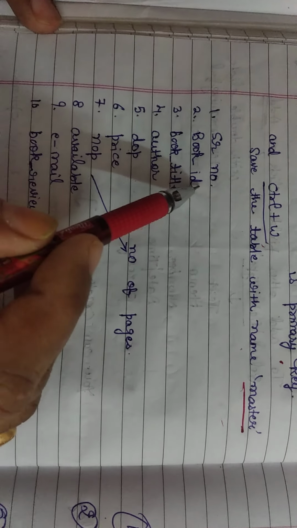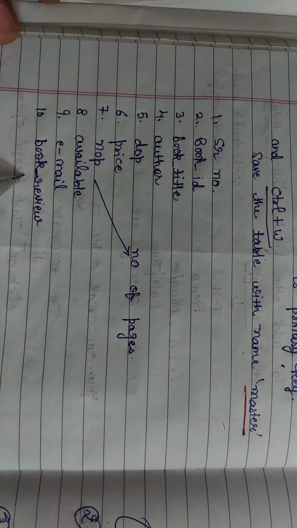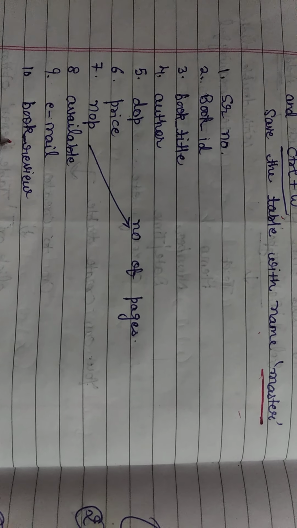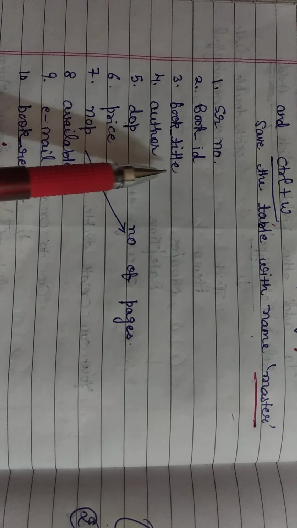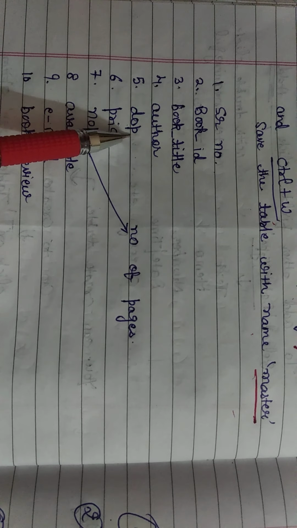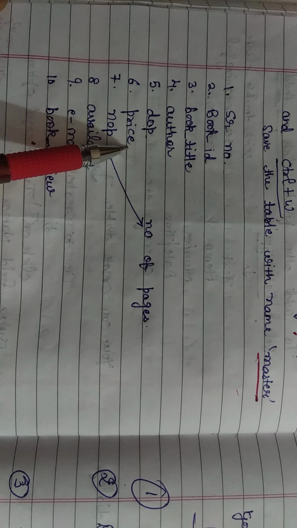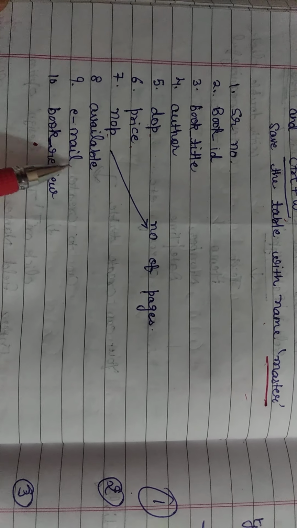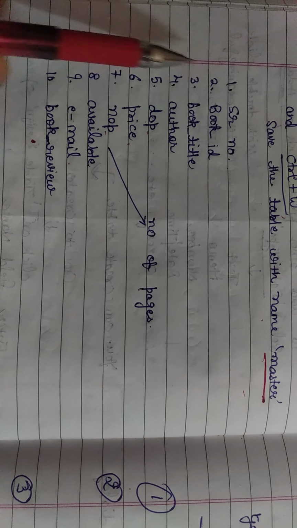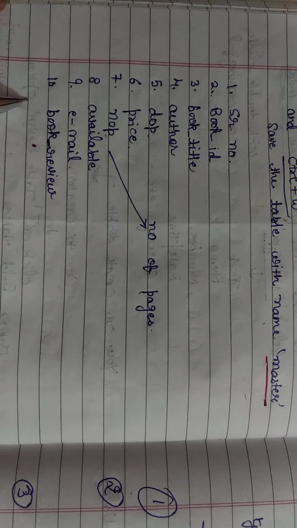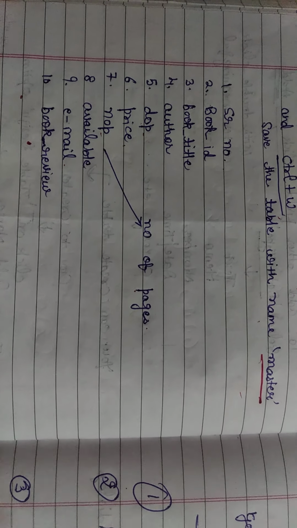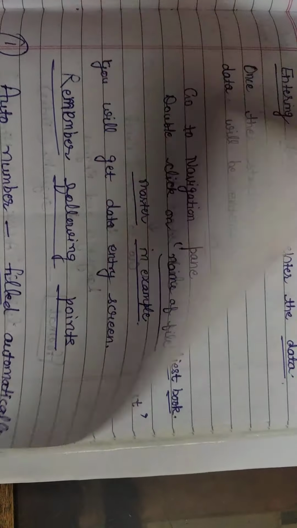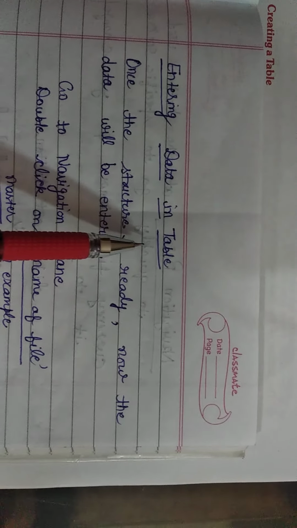All these are the field names that are taken in the example given in the book: serial number, book ID, book title, author, DOP (date of publication), price, NOP (number of pages), available, email, book review. So these many field names are taken in the example given in the book. Now in this way you can create a table. The next is entering data in table.